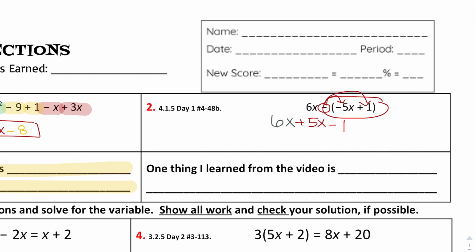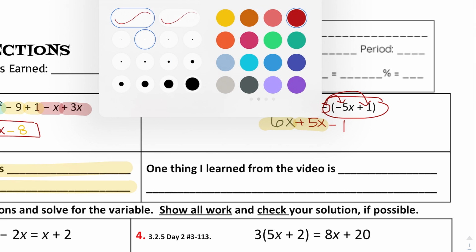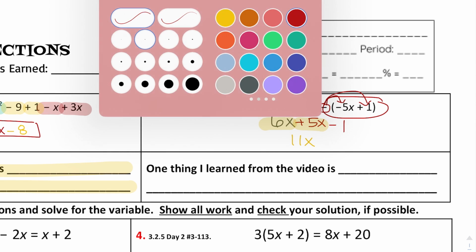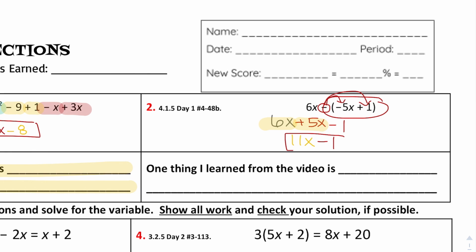Now everybody's on the positive side, and it makes it so much easier for us to combine like terms. So 6x and 5x can combine like terms into 11x, and then that negative 1 should stay alone because there's no other terms to combine that with.